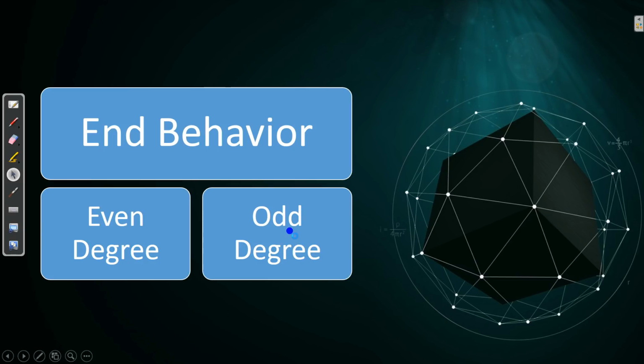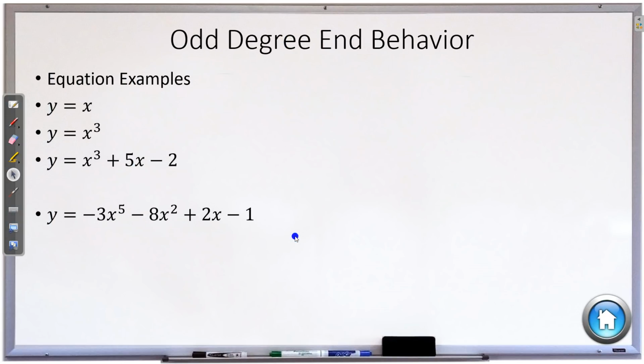These ones we're much less familiar with, but you'll see that they have some big similarities also. So the most simple is y equals x. So if I were to draw a quick graph of y equals x, it's linear, and it is technically an odd degree polynomial because this is x to the first power. And so now you can see the arrows are going in opposite directions. This one's pointing down, and this one is pointing up.